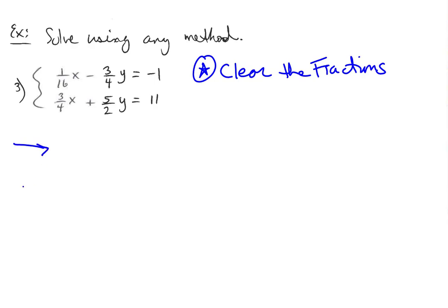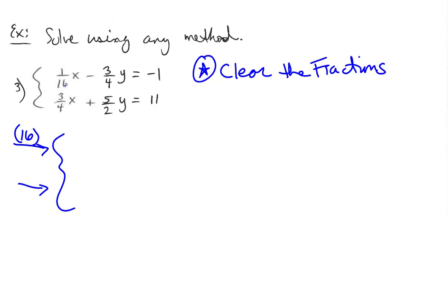Okay, what I mean is, to clear fractions, as you may know, you have to multiply by the common denominator of all of the fractions in the equation all the way through. Well, if you look at the first equation, the denominators were 16 and 4. The common denominator of those would be 16. So I'd want to multiply the entire equation by 16.